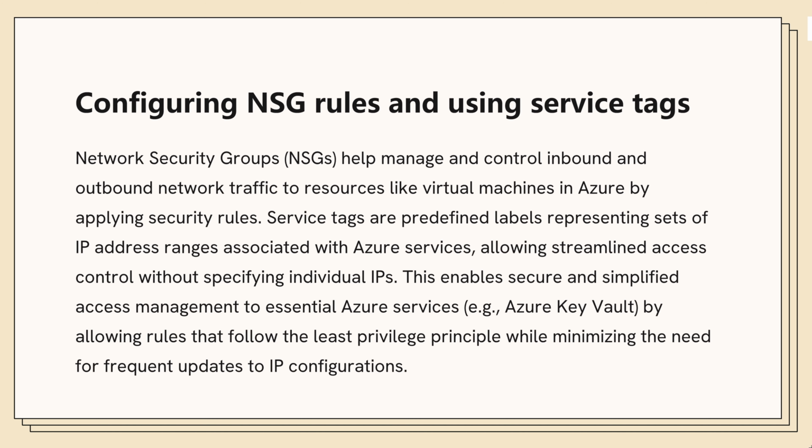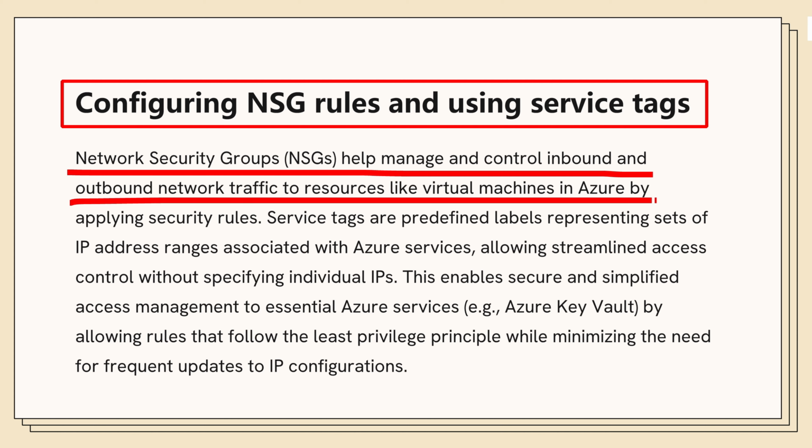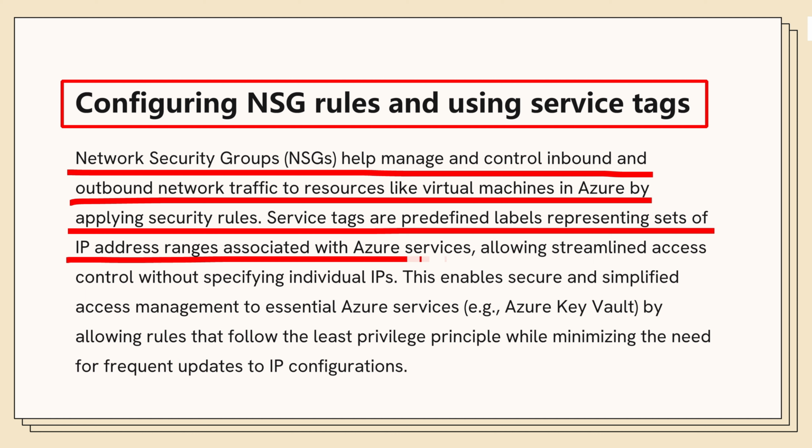The knowledge points of this question are: configuring NSG rules and using service tags. NSGs control what traffic can flow in and out of Azure resources like VMs. Service tags are shortcuts for groups of IP addresses used by Azure services, so you don't have to manually list each IP. This makes it easy to let resources connect securely to services without extra admin work.